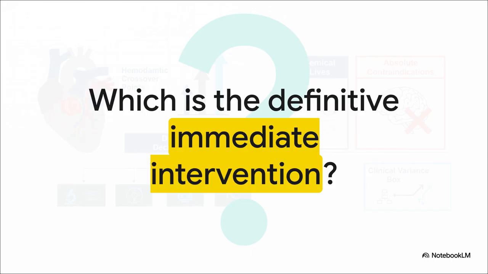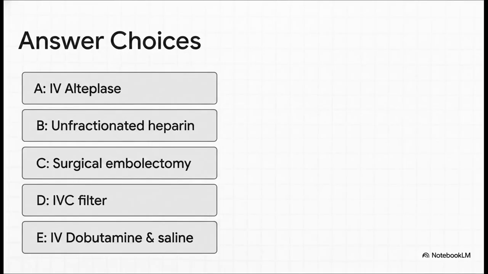Given these hemodynamics and his highly specific surgical history, which of the following is the single most appropriate, immediate, definitive intervention to prevent mortality? You have 5 distinct answer choices. Is it A, intravenous alteplase, B, continuous unfractionated heparin, C, emergent surgical pulmonary embolectomy, D, an IVC filter, or E, intravenous dobutamine and aggressive normal saline?